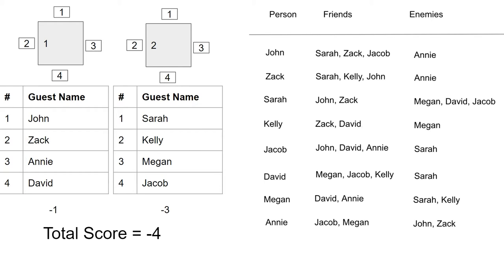So, for example, as you can see, John and Zach are sitting at the same table, and they are friends, so they get 1 point for the table. However, John and Annie are sitting at the same table, and they are enemies, so they get -1 points for that table. As you can see, this is a random selection of users, and the total score is -4. So this wedding kind of sucks.